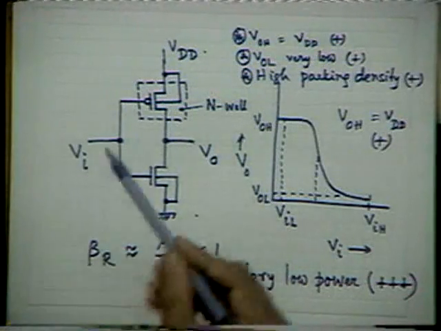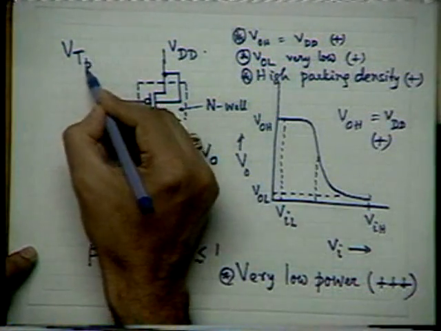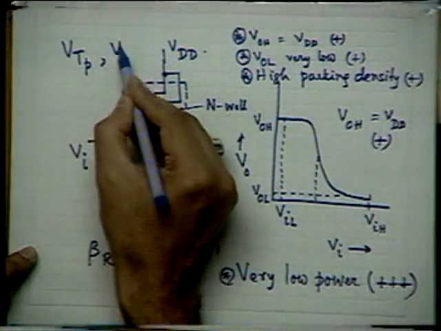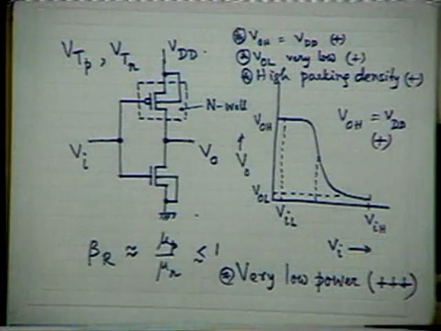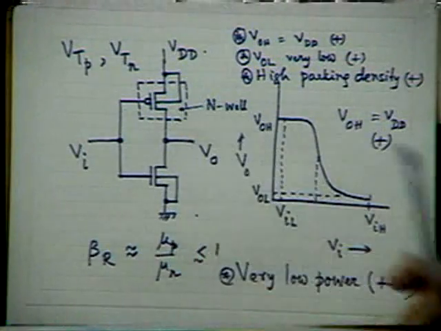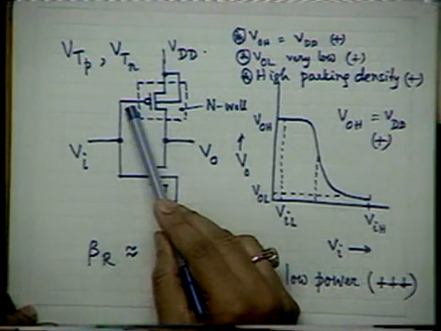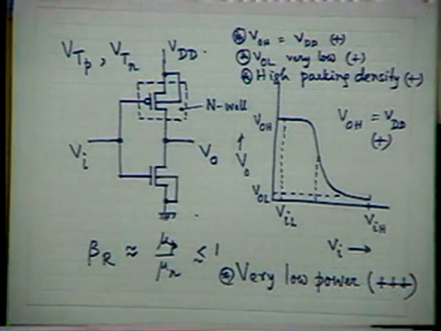Now, I told you that the two threshold voltages, VT of PMOS and VT of nMOS, should be the same in magnitude. Typically for 5 volt, VTN is around 1 volt and VTP is around minus 1 volt. Why is this needed? Any one of you from common sense? Suppose VTN is 1 volt, but VTP is minus 3 volt. Do you recommend it?